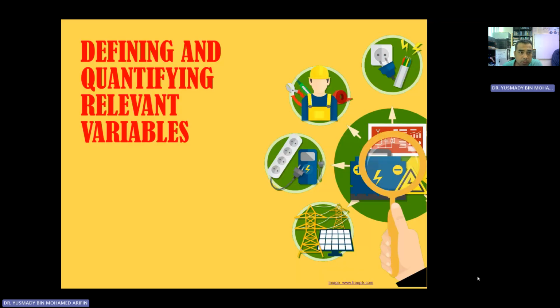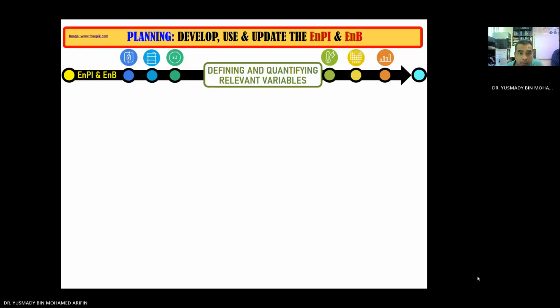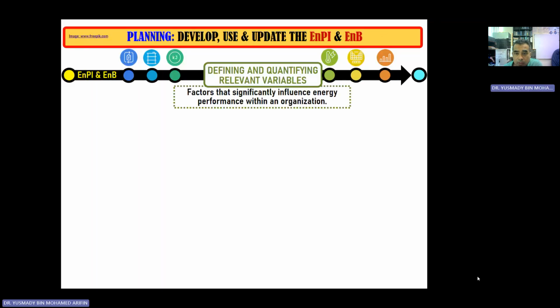Okay, now we continue with defining and quantifying relevant variables. Defining and quantifying relevant variables refers to the factors that significantly influence energy performance within an organization.